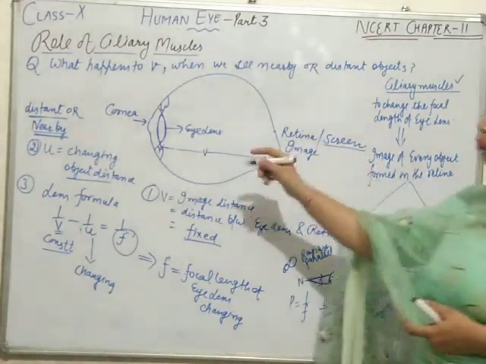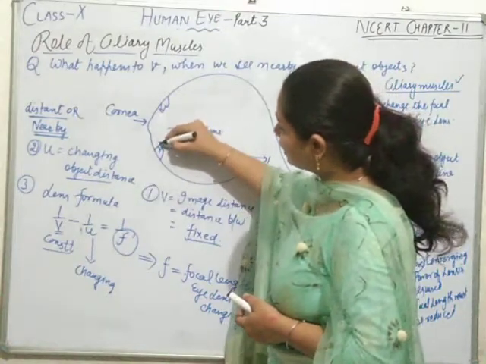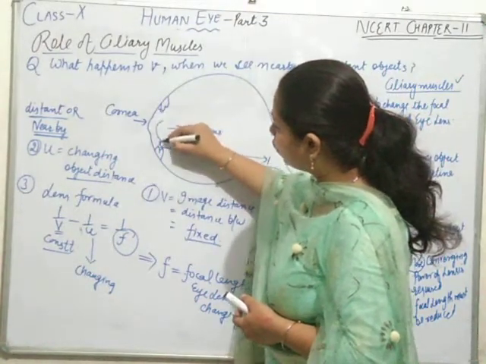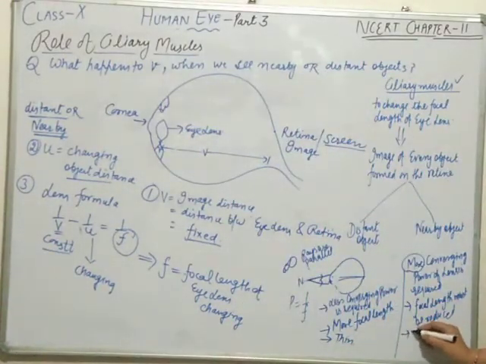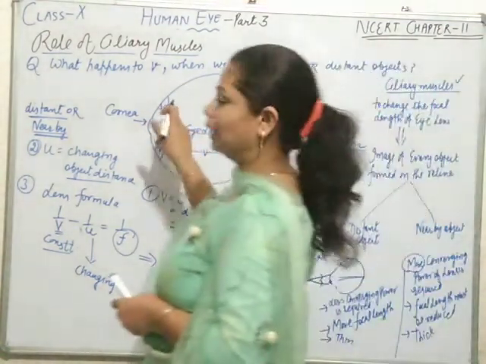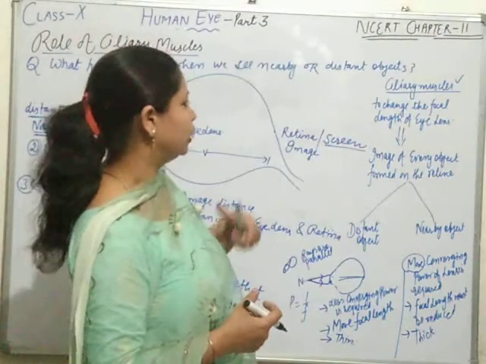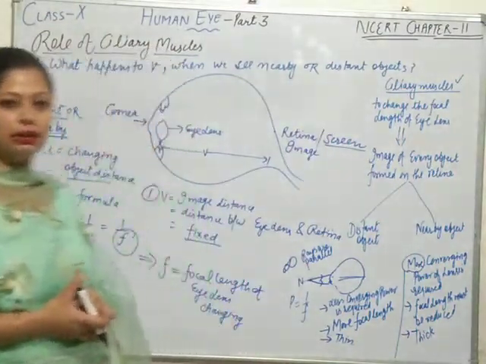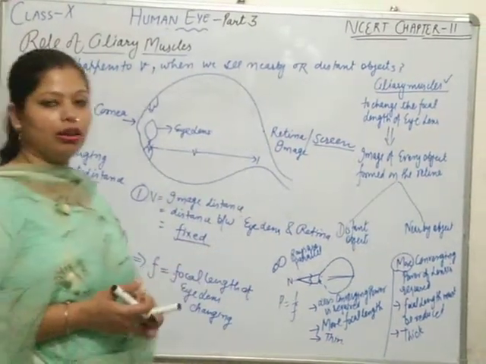फोकल लेंथ जब कम हो जाती है, उस सिचुएशन में हमारा जो ये आई लेंस है वो क्या हो जाता है? थिक हो जाता है. सो इन दिस सिचुएशन आई लेंस बिकम thick. How eye lens become thick? This action is being played by ciliary muscles. They contract themselves. So contraction and relaxation of ciliary muscles helps in formation of image on the retina.